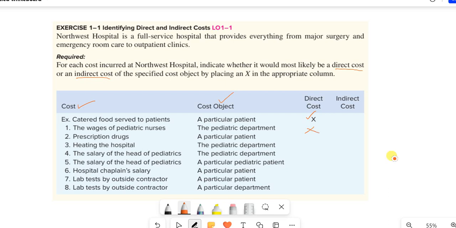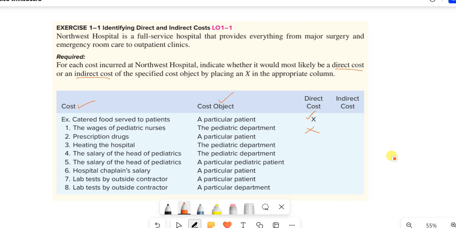If we change this question a little bit and change the cost object here to the pediatric patient, then it will be difficult to charge the cost of each nurse to each patient, how much we can charge the salary of a nurse to a particular patient. This will be a challenging task. That's why in that case it will be an indirect cost. But as the question is given over here, the wages of pediatric nurses, and the cost object is pediatric department, in this case it's a direct cost.